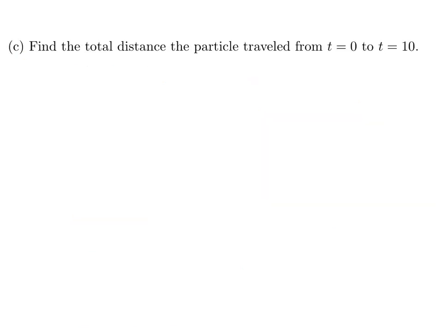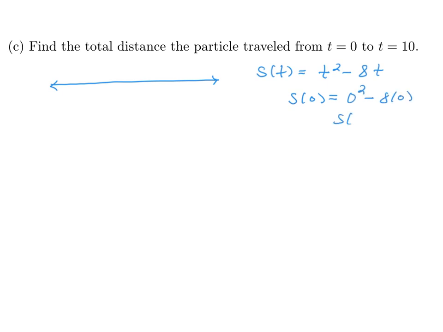In part C, we want to find the total distance the particle traveled from 0 to 10 seconds. For this part, I think it's helpful to actually draw the number line on which the particle is traveling. We'll need the function s of t. This told us the displacement from 0. So that function was t squared minus 8t. So if we start at 0 seconds and put that into this function, we get 0 squared minus 8 times 0. This is equal to 0.